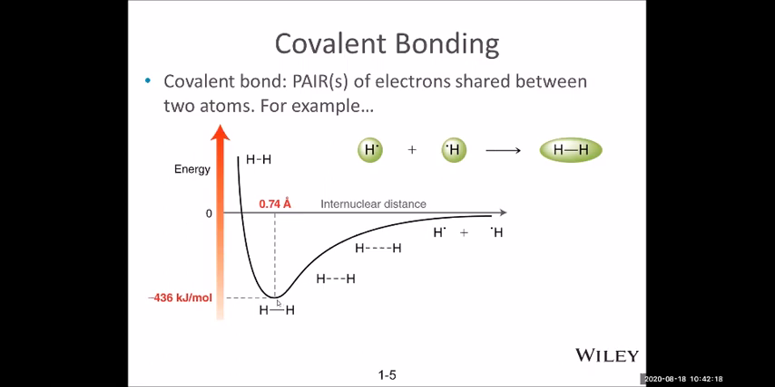If the two nuclei get too close, the repulsion between the two nuclei becomes significant, and you can see the energy start going up. So the optimal distance between the two nuclei, the bond length, is where the two nuclei become stabilized by the shared electrons. So the electron pair brings two nuclei together. It is the nature of covalent bonding.